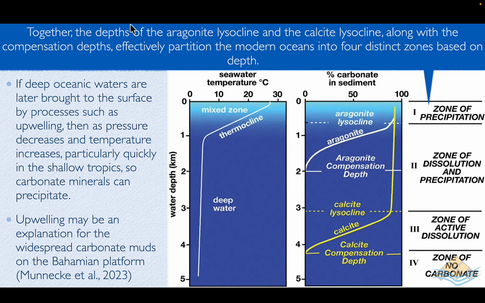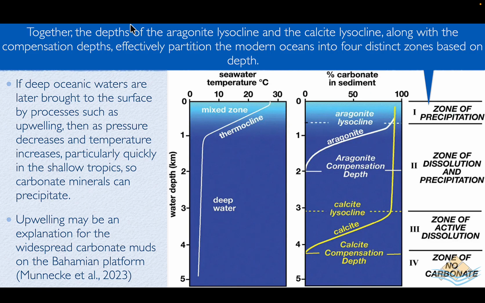And in a fairly recent paper by Moneka and others in 2023, they used upwelling to explain the widespread saturation for carbonate muds on the Bahamian platform. Still contentious. Others argue that there's a lot more biomineralisation effects for the mass precipitation of carbonate muds on the Bahamian platform. And we'll get into that a little later in the course.